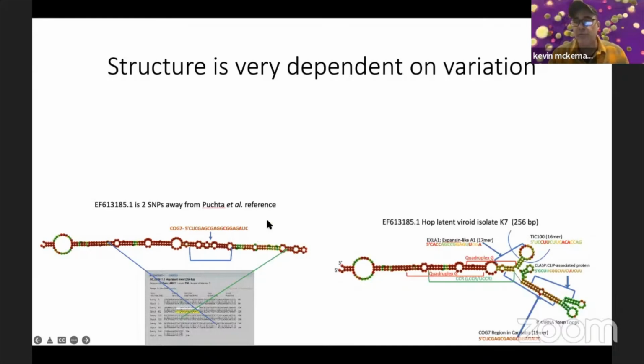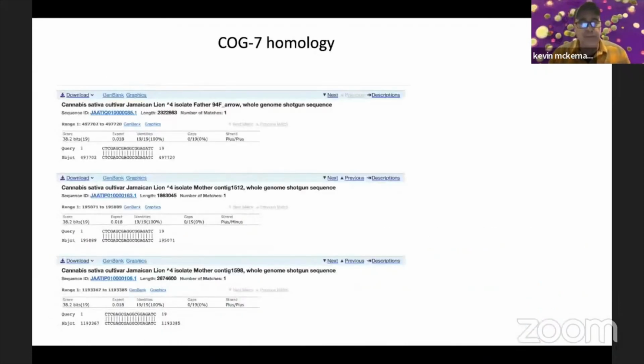So some of the reason to really track these things is there may be viroid populations out there that are less virulent than others. This is just an example of a BLAST analysis to the Jamaican Lion genome of hop latent viroid, and you can see these perfect 19 base pair homologies it has to COG7 in male and female genomes. So COG7 isn't on the Y chromosome. It's something that hits both plants, as I'm sure everyone knows.